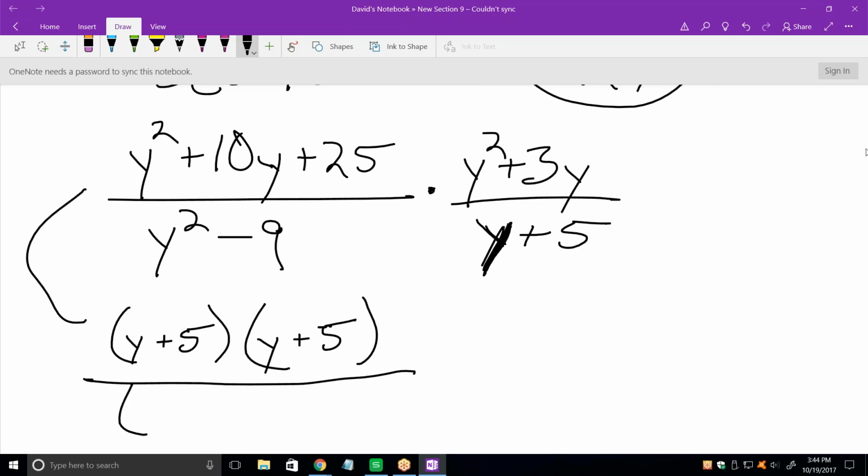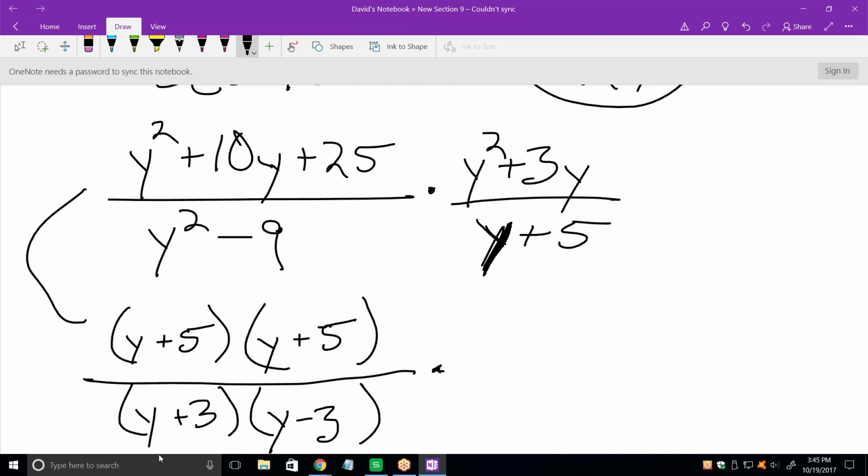Bottom left, what kind of factoring are we going to use here? What's it called? DOPS. Difference of perfect squares. The reason it's called that is because y squared is a perfect square, 9 is a perfect square, and they're being subtracted. What does it factor into? Is it y plus 3, y minus 3? Yes. So that's fully factored.